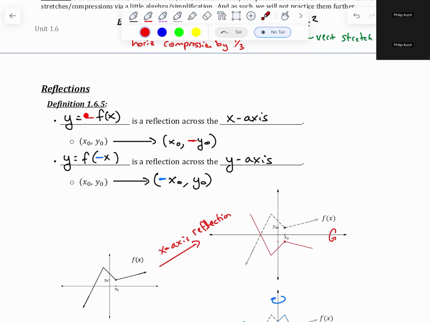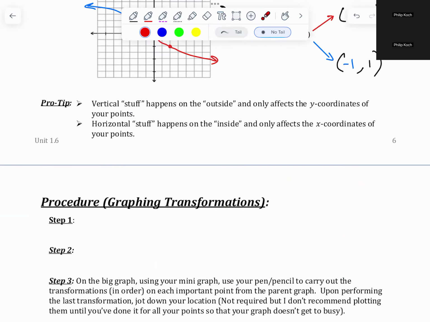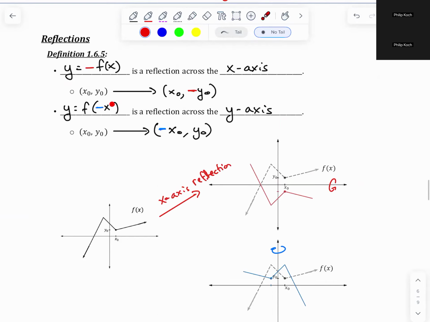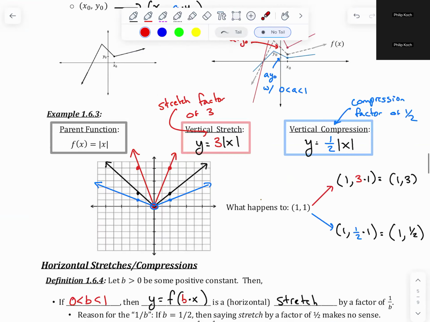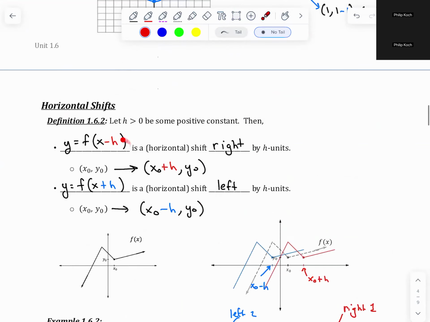The outside reflection only affected the y coordinate, the outside, the vertical stuff. Whereas the horizontal stuff happens on the inside and it only affects the x coordinates. The thing on the inside affected the x coordinate. We didn't write it down because we don't need to, but it'll affect the x coordinate. Horizontal shift happened on the inside, only affected the x coordinate.